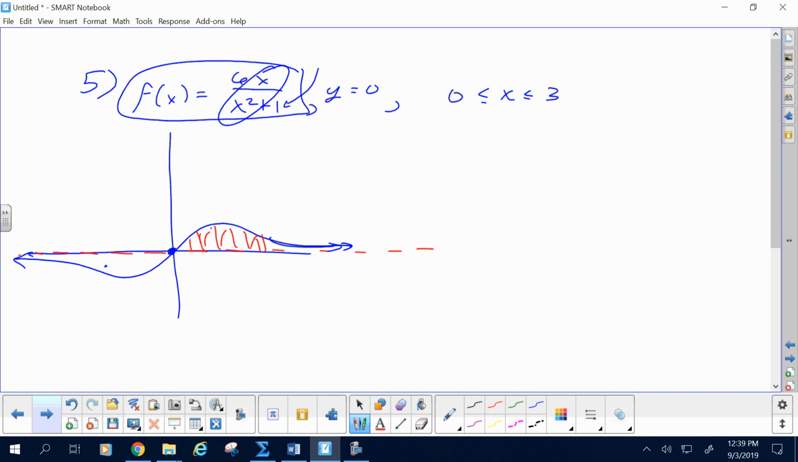Okay? It feels like one area, so I can do this with one integral. The limits of integration are given, 0 to 3. And wouldn't you agree that if I just use straight up f of x dx, it'll be positive because f of x is positive and dx is positive. Yay? All right.